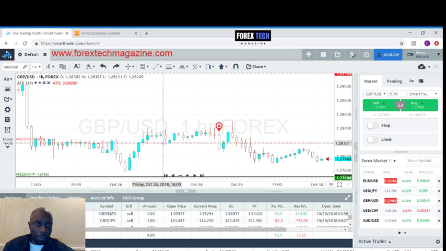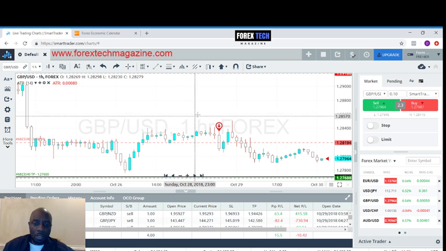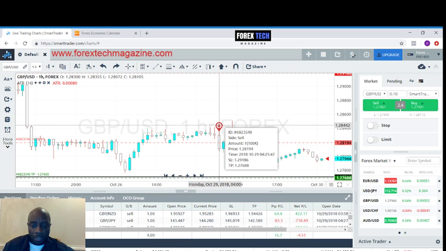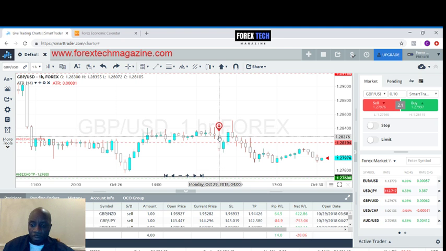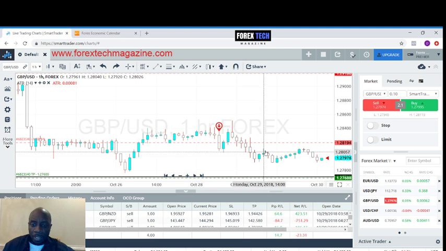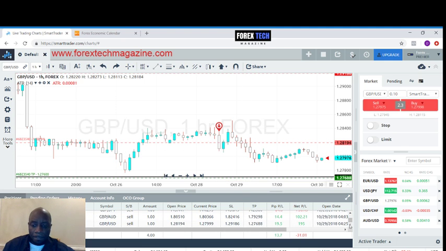Particularly with this one pair right here, this is the Great Britain Pound US Dollar. This is our entry price. We got in right at the 4 a.m. candle mark, and it's been going down ever since, right? Which is good because we shorted the market. If you look right now on our screen, it's about $195, so it's 19.4 pips. So that one is going well.